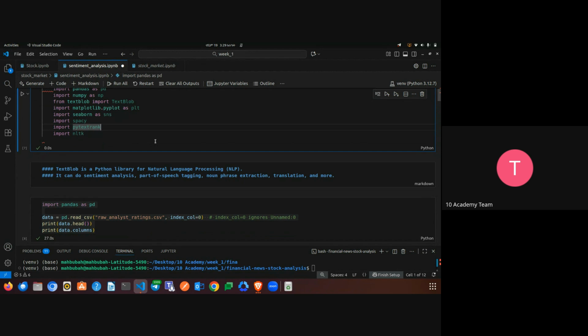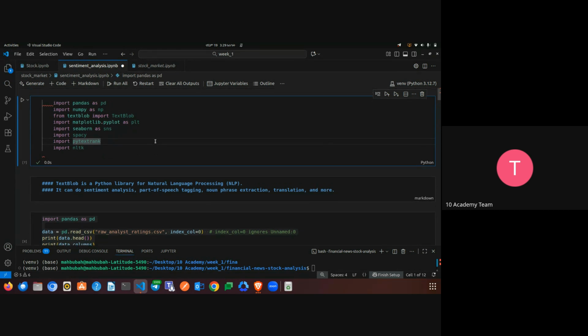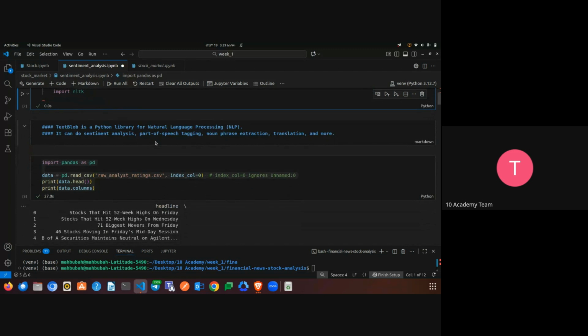For the sentiment analysis here, I have imported what I need. Then I am using TextBlob, which is a Python library for NLP, and it can do sentiment analysis, part of speech tagging, noun phrase extraction, translation, and more. TextBlob has different functionalities, so I am using it here for sentiment analysis.